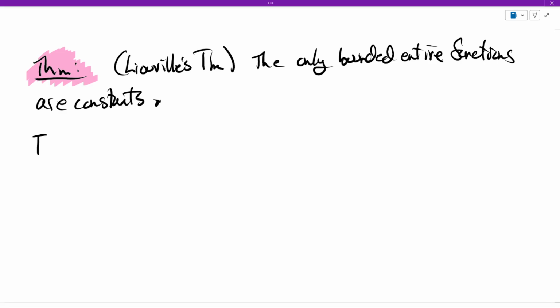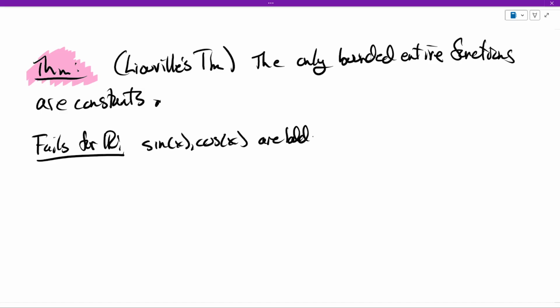So this fails miserably for R. If we were working in real analysis, sine and cosine, for example, are bounded. They don't exceed 1 in size, but are non-constant, of course. So bounded, and also differentiable on all of R. So they're entire, if there is a word for that for R.